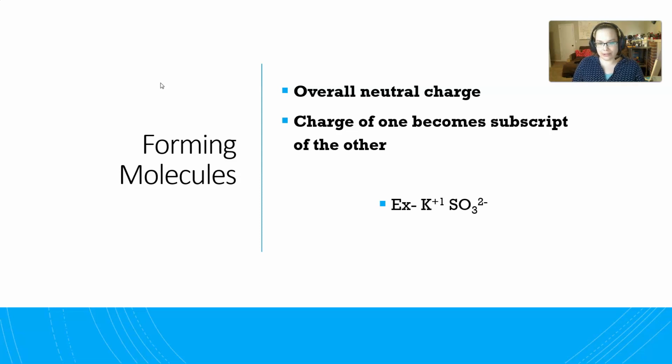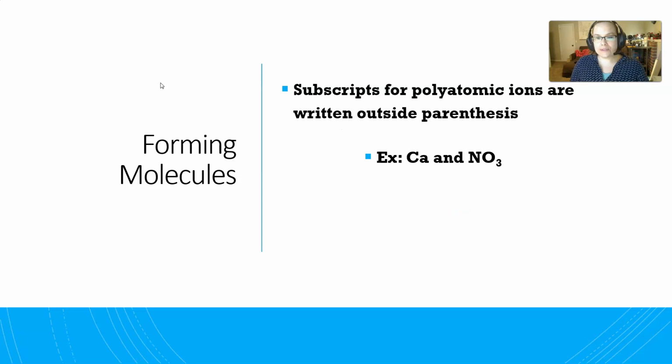So for example, here on the screen, we have potassium with a +1 charge and sulfate with a -2 charge. So the number on the charge, dropping the plus and the negative, is going to become the subscript of the other term. So the 2 charge from sulfate is going to come behind the potassium, and the 1 charge from potassium doesn't need to be written on the sulfate. So the overall formula for that one is going to be K2SO3. Subscripts for polyatomic ions are going to be written outside a set of parentheses.